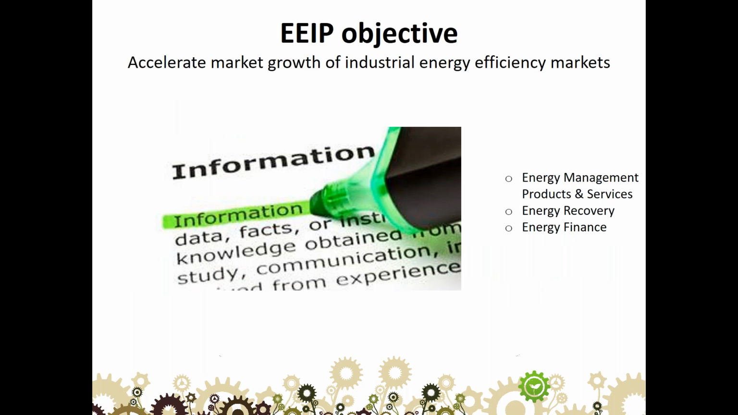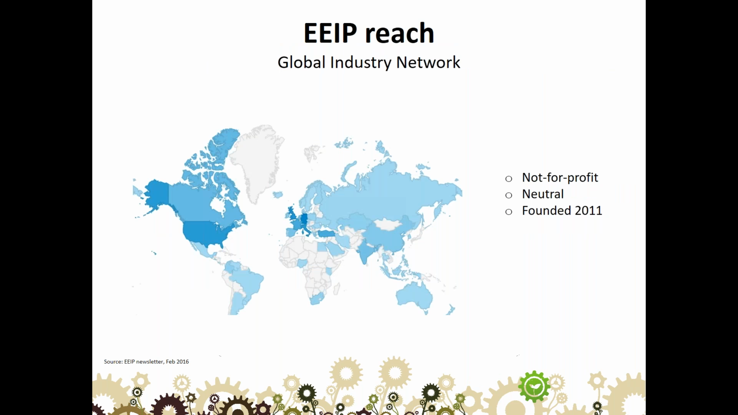EEIP is a global industry network around the topic of energy efficiency, and the main goal of EEIP is to contribute to a better functioning of the energy efficiency market. And we do so by exchanging information and networking. And why we do this? It's because a lack of information has been identified as a key barrier to market growth. Or, in other words, many companies are just not aware of the many solutions already existing in the market.